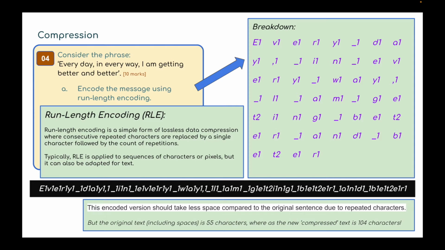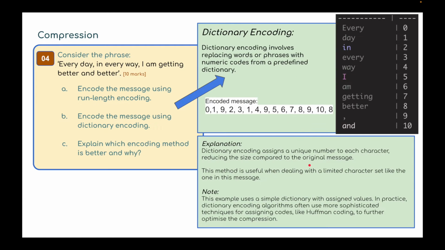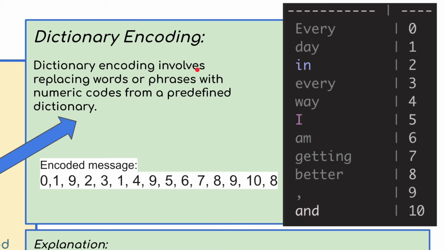So realistically, if we were to scale this up, it would be a much slower file to download. Okay, so that's RLE. Not particularly applicable for this phrase. But here we go, we've got dictionary encoding now. Encode the message using dictionary encoding.